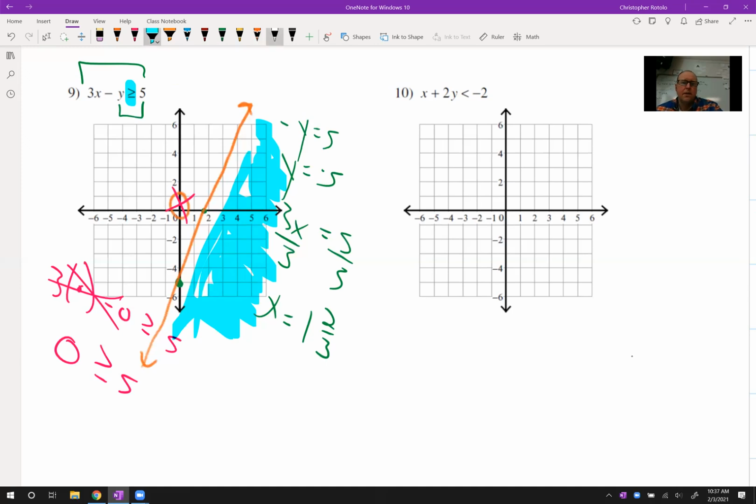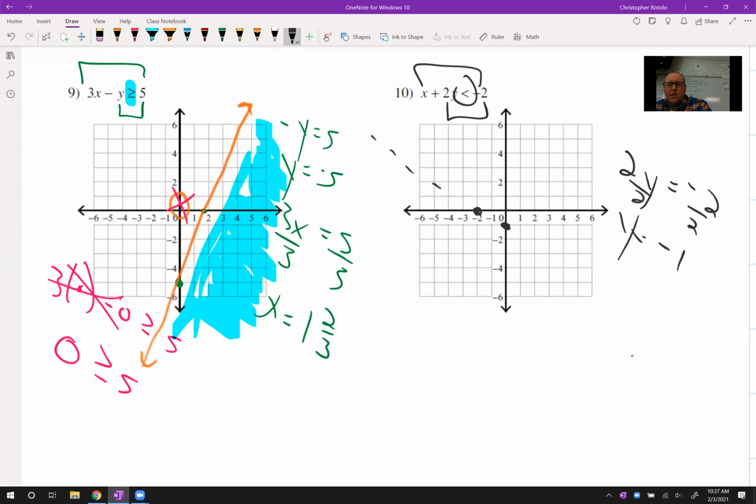Let's try it again. X is negative 2. 2y equals negative 2. Y divided by 2 turns out to be negative 1. Check it out. Dashed line. Test it right here at 0, 0. That means all this is gone. So is 0 less than negative 2?